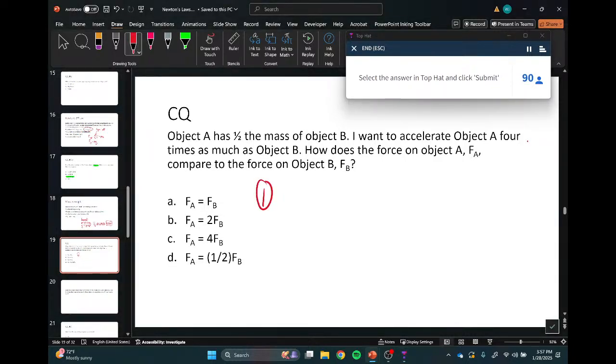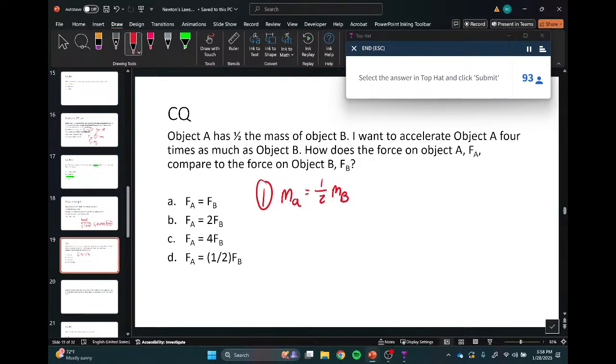So object A has half the mass of object B. So that means the mass of A is half the mass of B. If the mass of B is 2, the mass of A is 1. If the mass of B is 4, the mass of A is 2. You can see if you put in numbers there that works out.